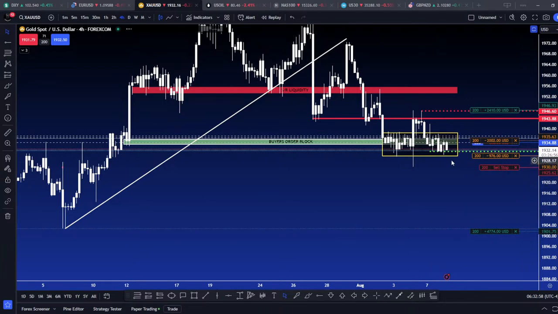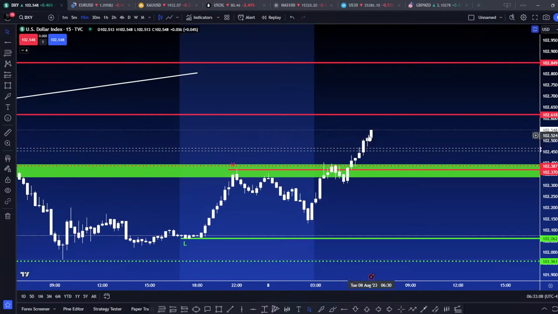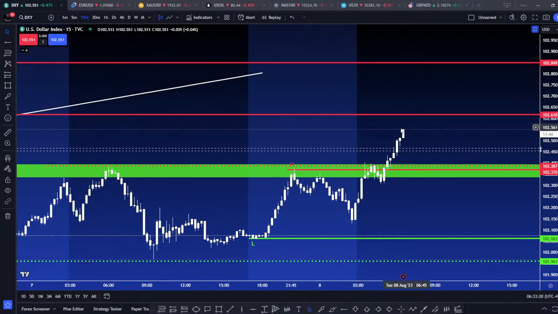All right, and now let's go back to the dollar, and we can see that it started to push higher. So as I mentioned before, I think we're definitely going to get to 102. And from there, I'm not sure if we'll get a pullback, but it is likely. But only time will tell as it's rising up to that resistance level.